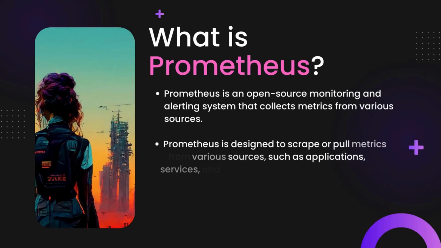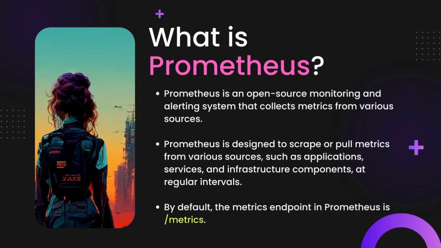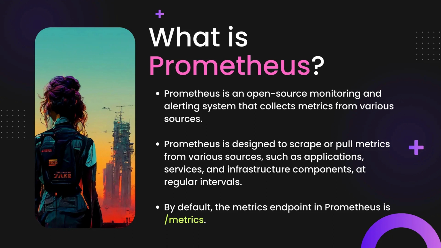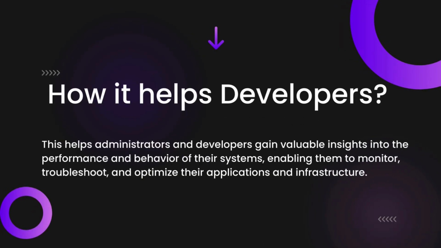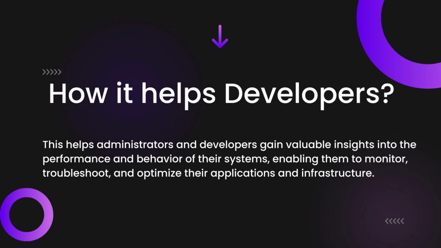Prometheus is an open source monitoring and alerting system that collects metrics from various sources, such as applications, services, and infrastructure components at regular intervals. This helps administrators and developers to gain valuable insights into the performance and behavior of their system, enabling them to monitor, troubleshoot, and optimize their application and infrastructure.